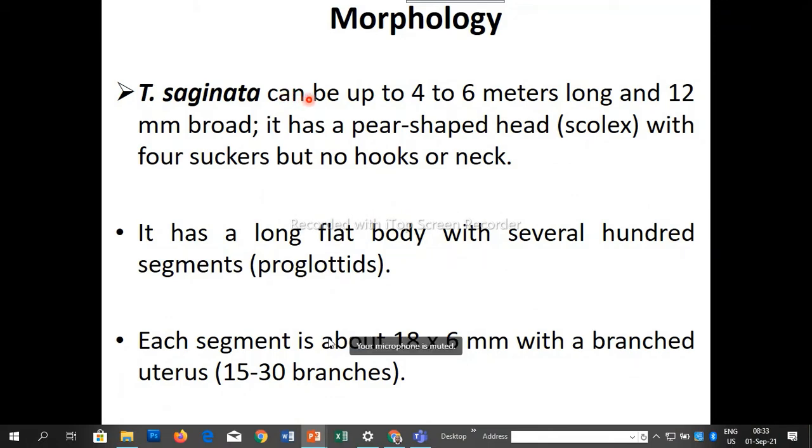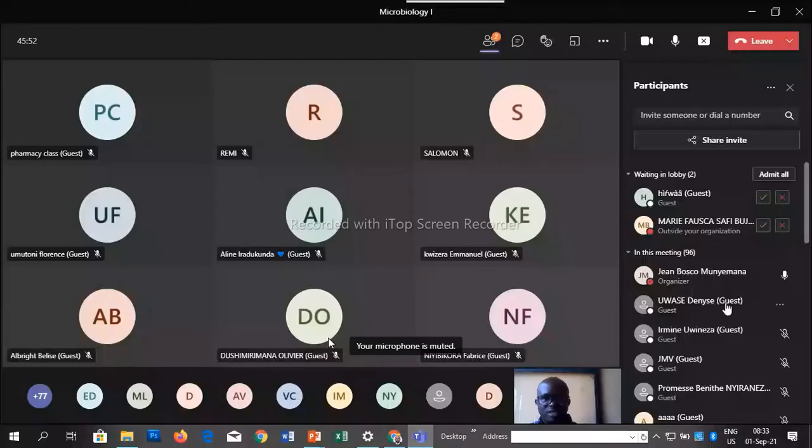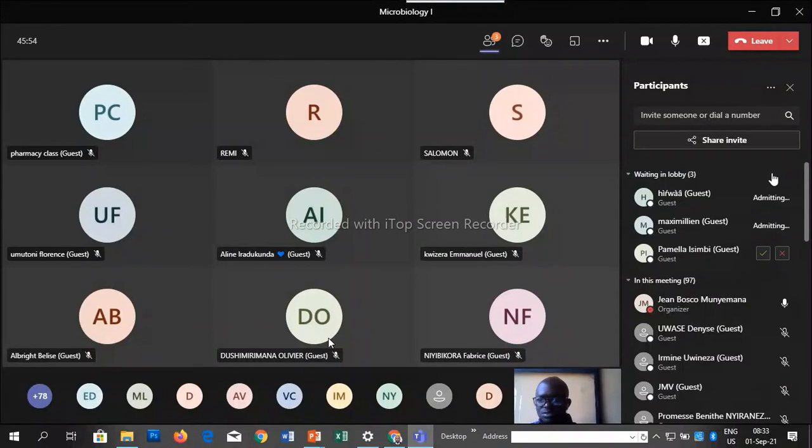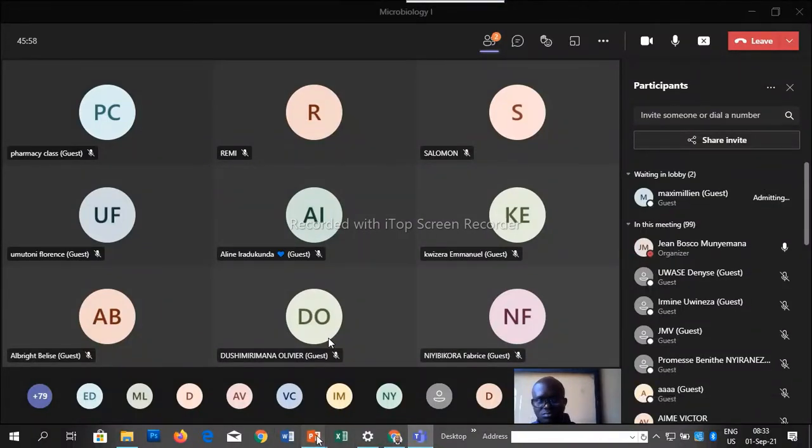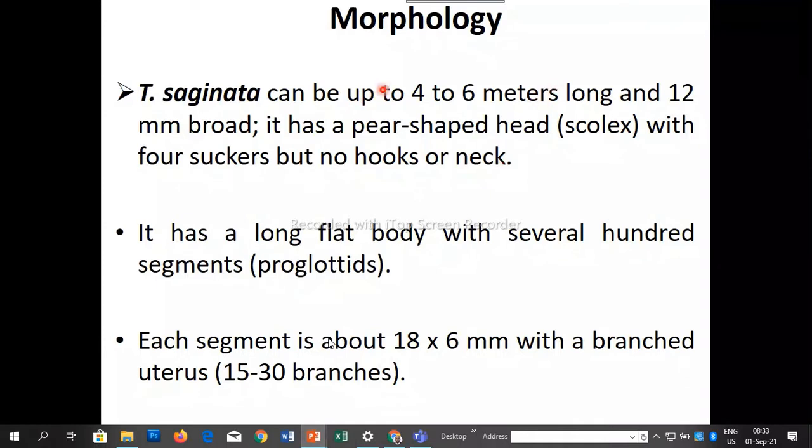Taenia saginata can have six meters, six meters, I repeat, around, in the gut. It has a pear-shaped head, we call it a scolex, with four suckers, but no hooks or neck.